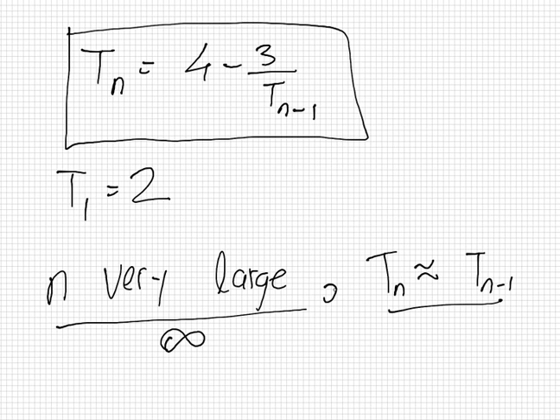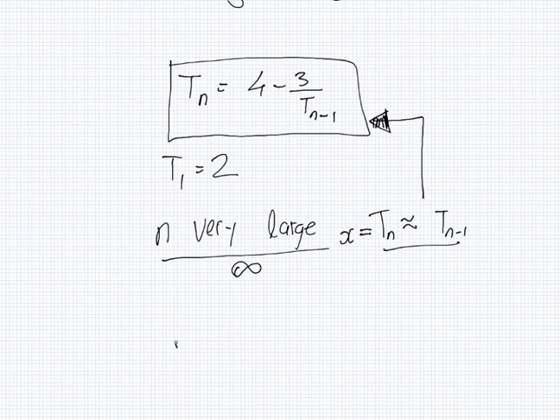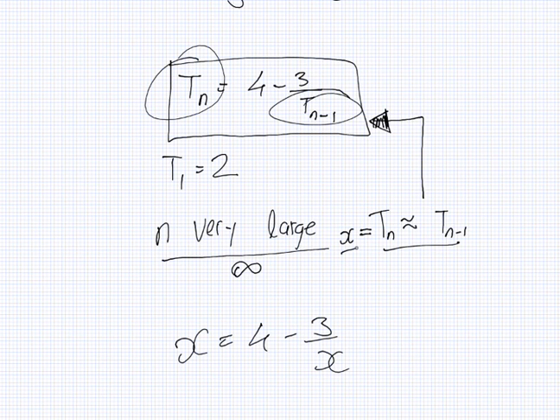So what I'll do is I'll call this x and put that back in here. So now you can make this x equals 4 minus 3 over x. You see what I did? I replaced this and this with x.